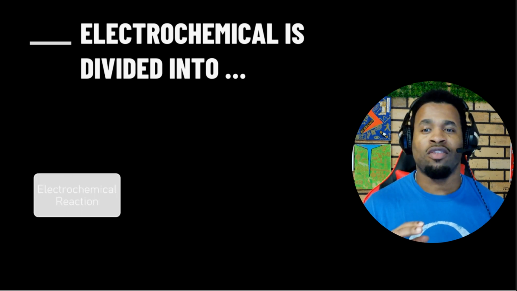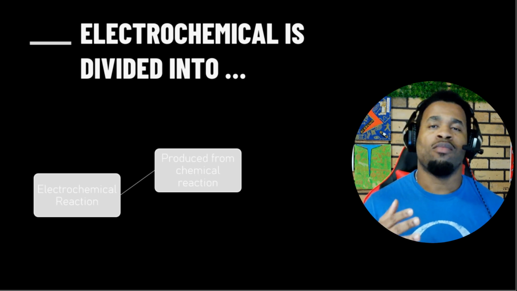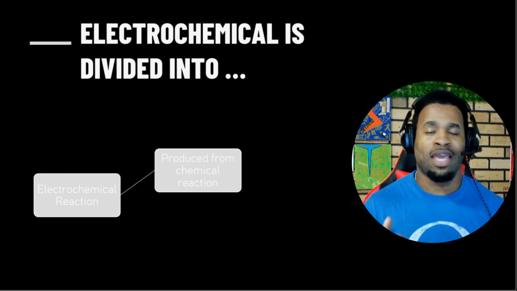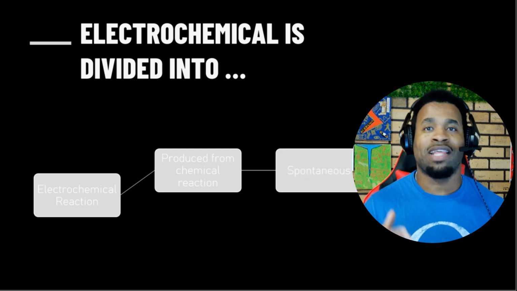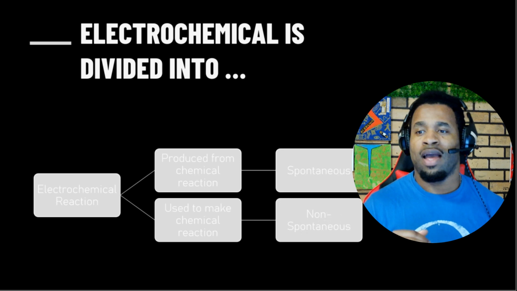Now, the electrochemical process is divided into two parts. One is where electrochemical reactions are produced from a chemical reaction, which leads to a process known as spontaneity. However, in the other case, something is used to make a chemical reaction happen, and this is known as non-spontaneity.